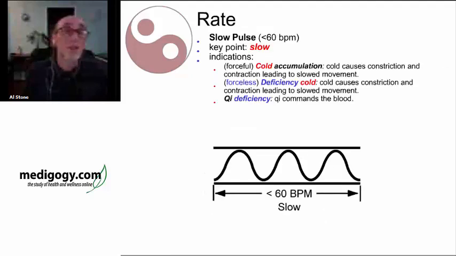Slow pulse. Cold slows things down. It causes constriction and contraction. So we all know that cold is associated with slow pulse. But how do you know if it's excess cold or deficiency cold? Again, we return to that question of, is it forceful or is it forceless? In the case of forceless, that means deficiency cold, or even qi deficiency. Whereas if it's forceful, chances are we have an excess condition of cold accumulation.